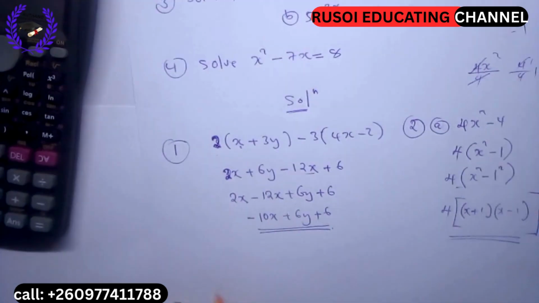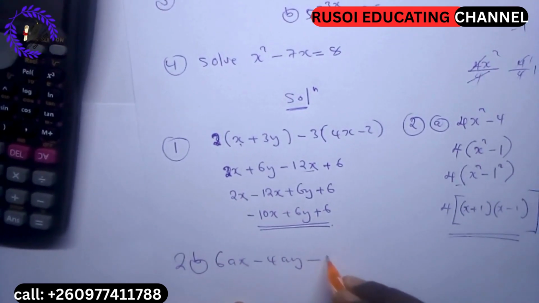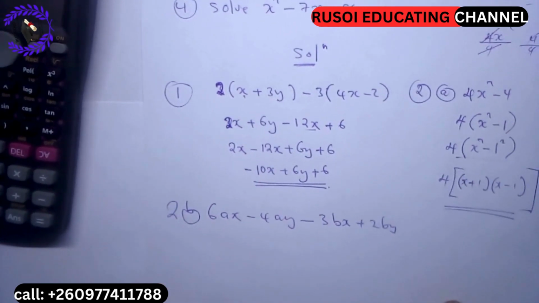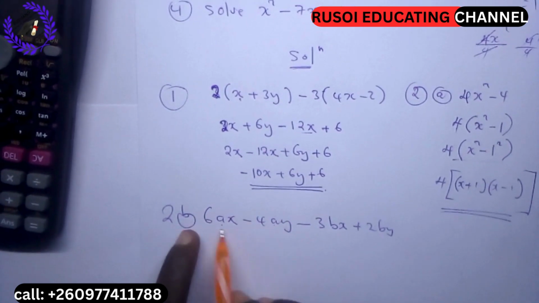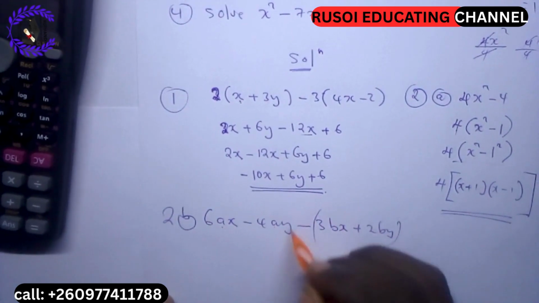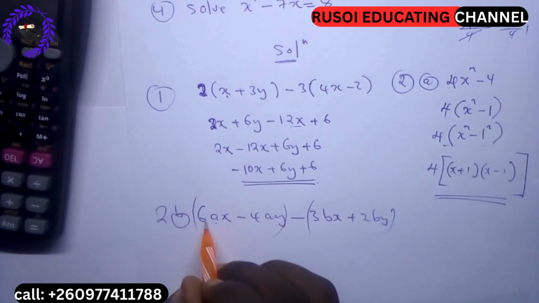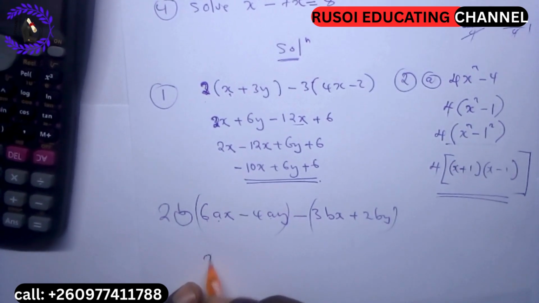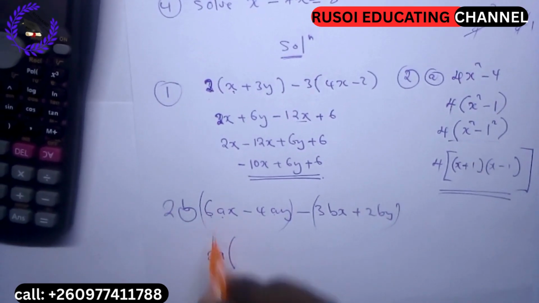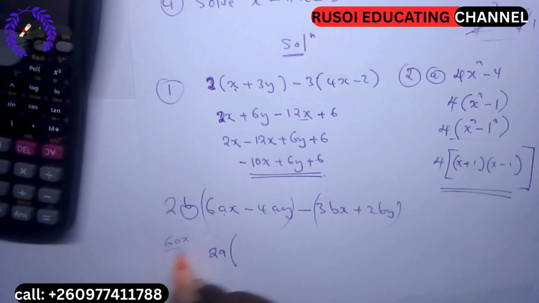So that will be the end of question 2a. Let's go to question 2b. Question 2b says 6ax minus 4ay minus 3bx plus 2by. Under this question, if you check, there are letters which are common and numbers which can be common here. Also here, there are letters which can be common. So we are going to factorize these two parts. Which number is common between 6 and 4? It will be 2. Which letter is common here? It is a. So there it will be 2a. With 2a, you are going to start like what we were doing here, cancelling. You are going to say 6ax divided by 2a.